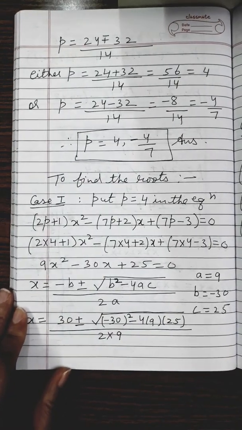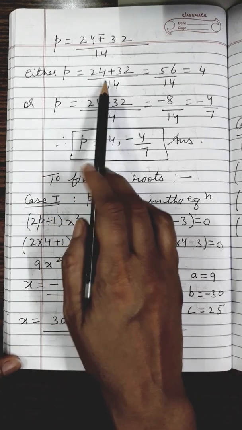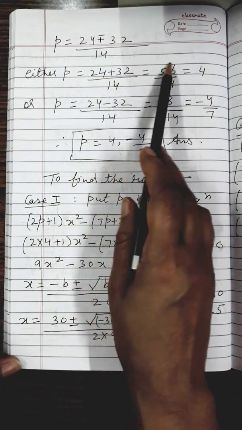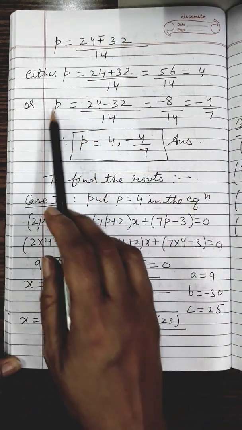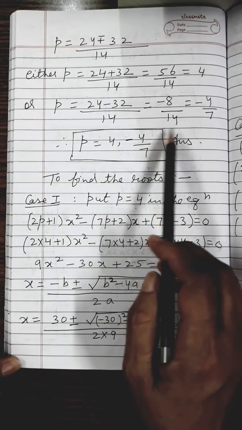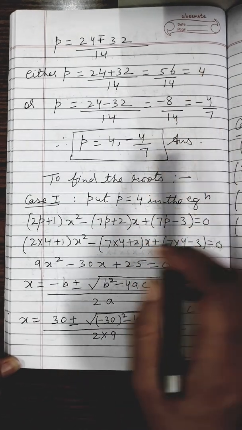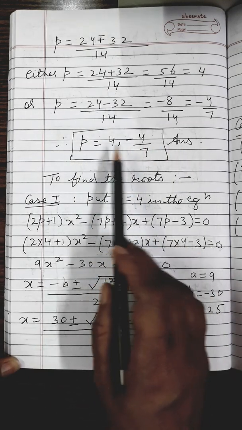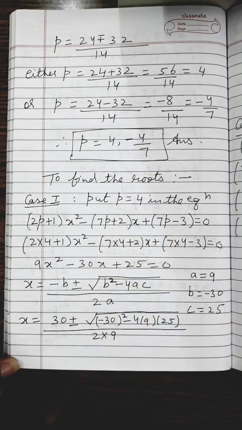So I will consider the plus and minus sign separately. If I take the positive sign, p equals 24 plus 32 upon 14, add them, 56 upon 14, cancel them, you get 4. If I take the negative sign, p equals 24 minus 32 upon 14, subtract them, you get minus 8 upon 14, cancel them, minus 4 upon 7. So these are the two values of p. So this is your one answer. The value of p was asked. One value is 4 and the second value is minus 4 by 7.